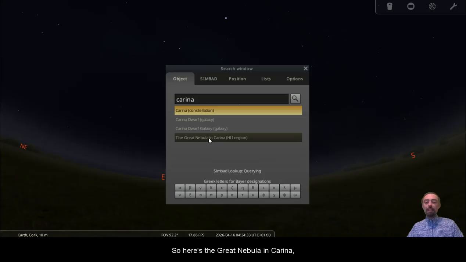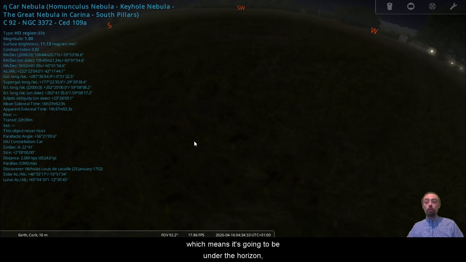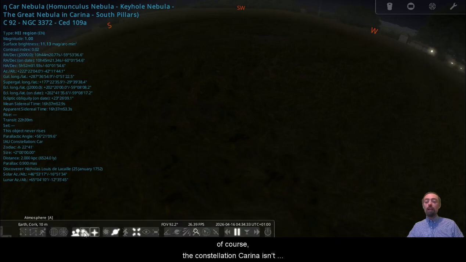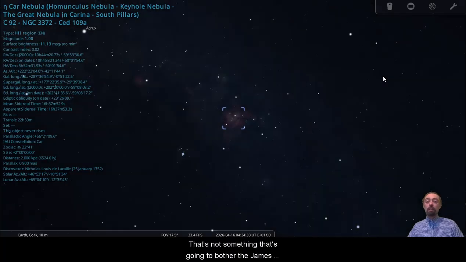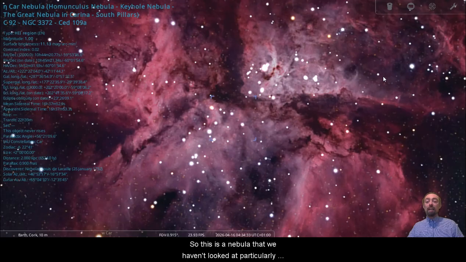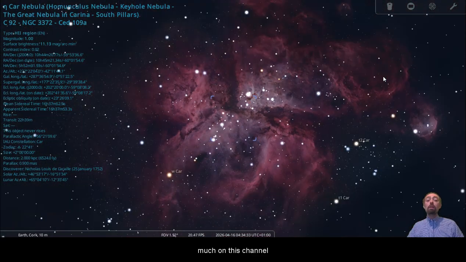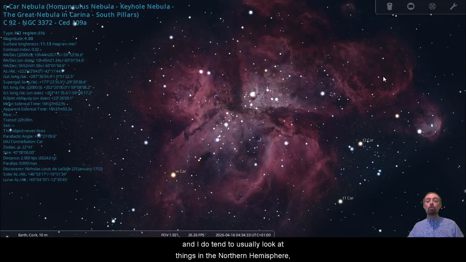So here's the Great Nebula in Carina, which means it's going to be under the horizon. Of course, the constellation Carina isn't visible from the northern hemisphere. That's not something that's going to bother the James Webb Space Telescope. So this is a nebula that we haven't looked at particularly much on this channel because it is in the southern hemisphere, and I do tend to usually look at things in the northern hemisphere.